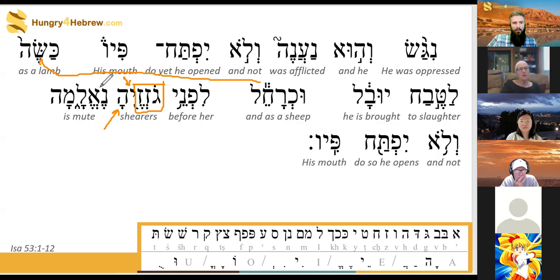Ne'elam. Is this the same root as olam? No, that's with an ayin, of course. So alam here has to do with being quiet. Velo yiftach piv. And he did not open his mouth.